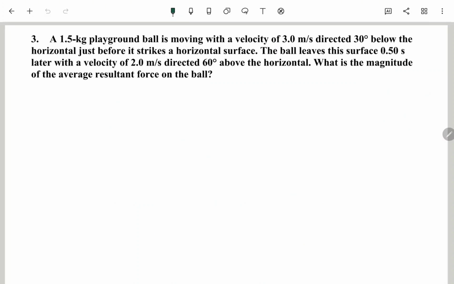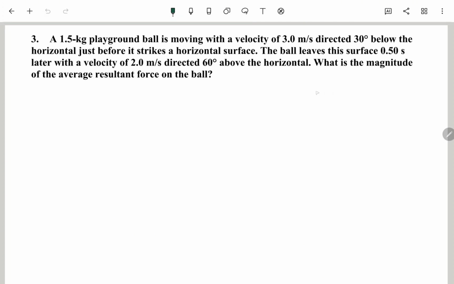A 1.5 kilogram playground ball is moving with a velocity of 3 meters per second, directed 30 degrees below the horizontal, just before it strikes a horizontal surface. The ball leaves this surface 0.5 seconds later with a velocity of 2 meters per second, directed 60 degrees above the horizontal. What is the magnitude of the average resultant force on the ball?